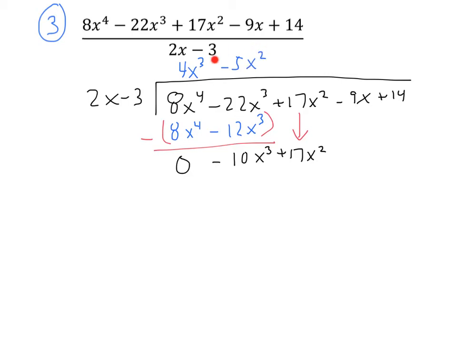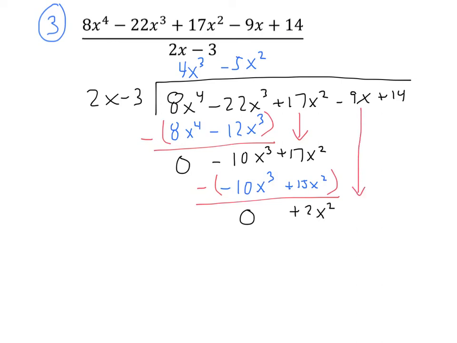All right, now we're going to multiply negative 5x squared by this 2x minus 3. That's going to get me negative 10x cubed plus 15x squared. Let's subtract. Negative 10x cubed, this becomes plus, so negative 10x cubed plus 10x cubed is 0. 17x squared minus 15x squared, that's going to be 2x squared. Let's bring down my negative 9x.